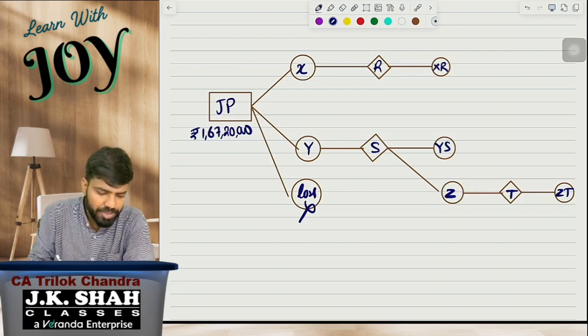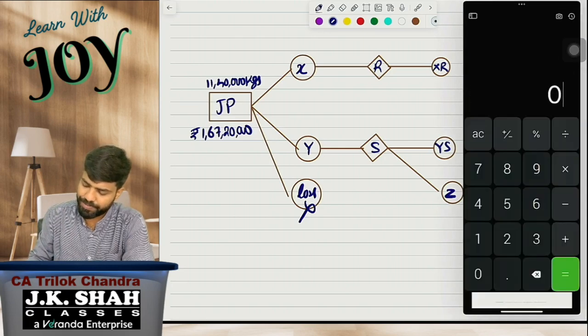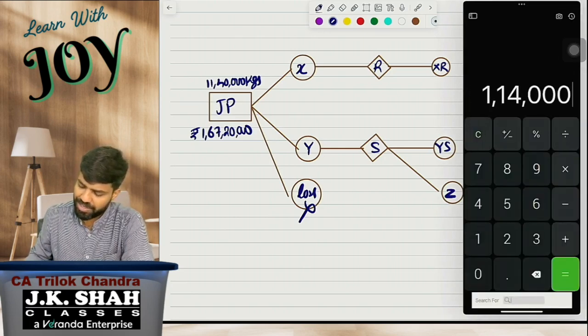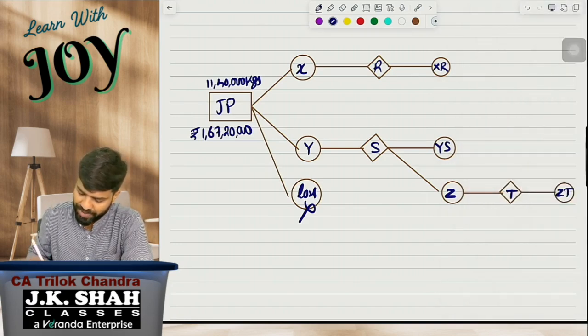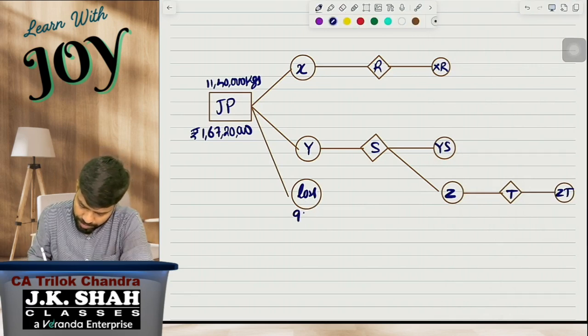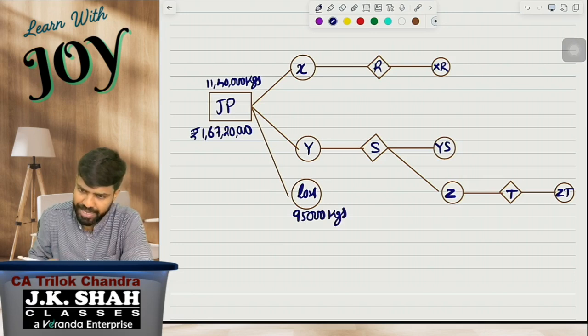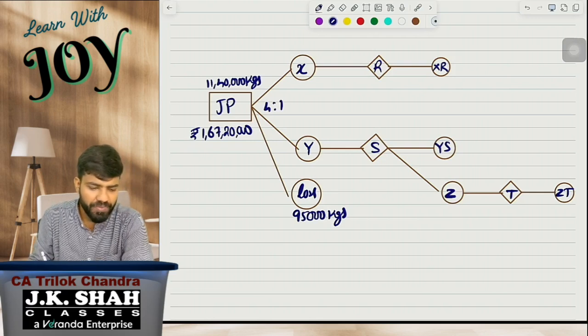Okay, now how many units given as input? 11 lakh 40,000 kgs. Out of 11 lakh 40,000 kgs, 1/12 is loss. So let me take that: 11 lakh 40,000 kgs divided by 12 equals 95,000 kgs is loss. Now after this, in the proportion of 4 is to 1, we are getting the output of X and Y.